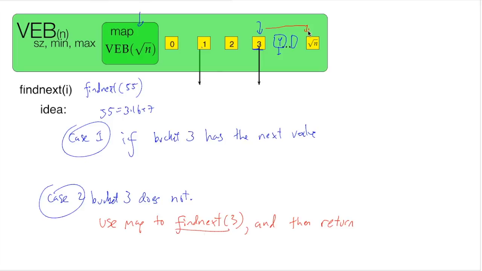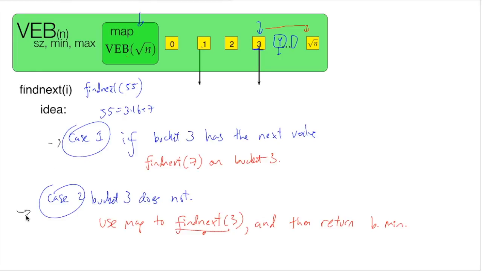This is where it's very important we keep track of size, min, and max. So what we'll do is just say, I've made my recursive call to find next on this map. It's given me a bucket, and then I return that bucket's min. And if bucket 3 has, of course, the next value, then I'm just going to do find next of 7 on bucket 3.